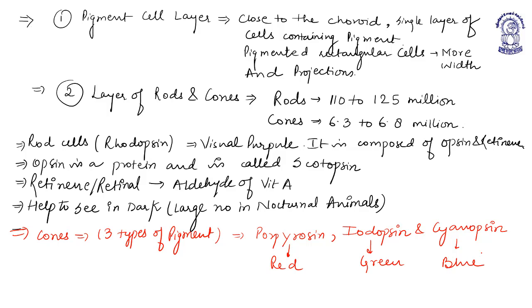The responses to different colors are basically produced by different combinations of these three types of cone cells and their photopigments. When the three types of cones are stimulated equally, a sensation of white light is produced. The protein in cone pigment is called photopsin. In rod cells, opsin is the protein. Here, photopsin is the protein.